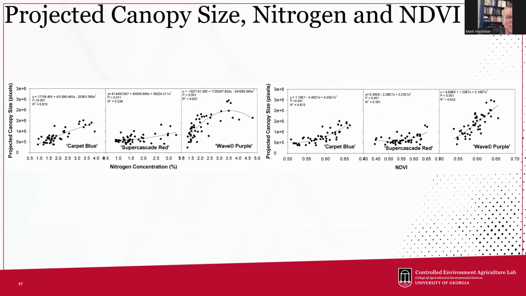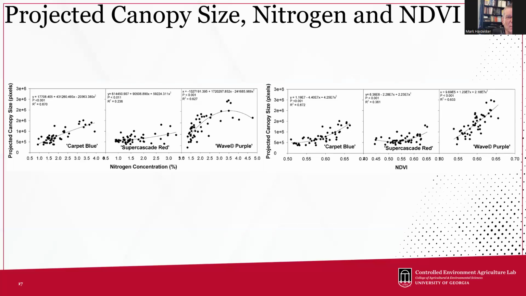And then tying together the projected canopy size and the nitrogen concentration, we expected a slightly stronger relationship, or at least I did, between the nitrogen concentration and the canopy size. It checked out and it's significant, but I suppose I expected a stronger response from these a little bit.